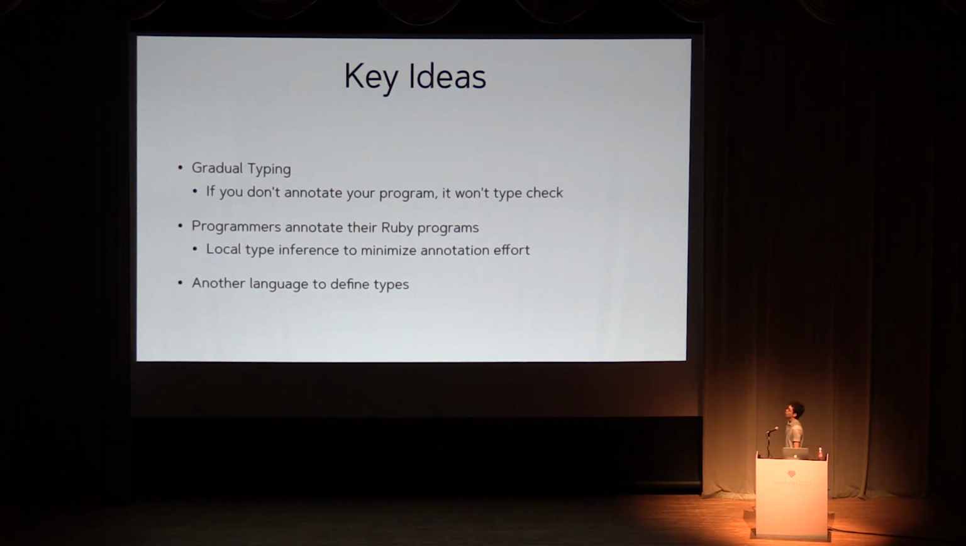The next one is, it does some local type inference. Programmers annotate their Ruby programs by themselves, and local type inference is provided to minimize the annotation effort. Instead of adding annotations to all local variables, Steep infers the types of local variables automatically. And the third one is, it provides another language to define types.